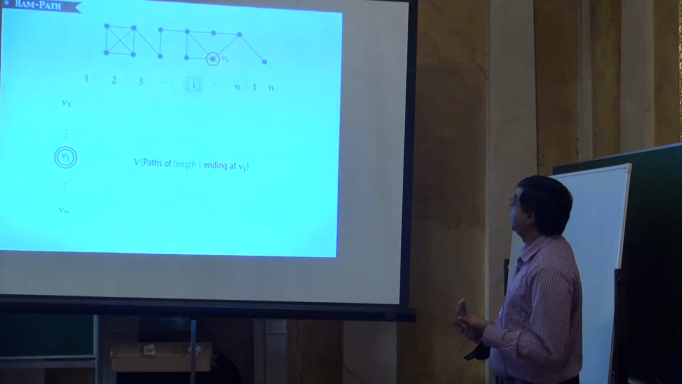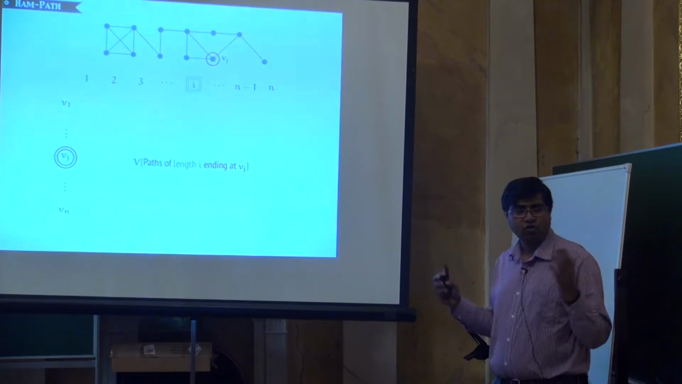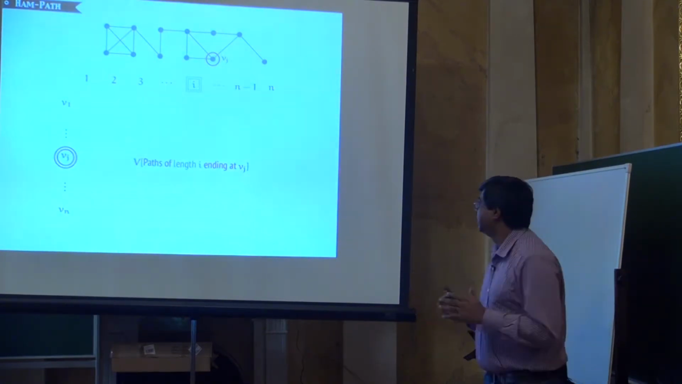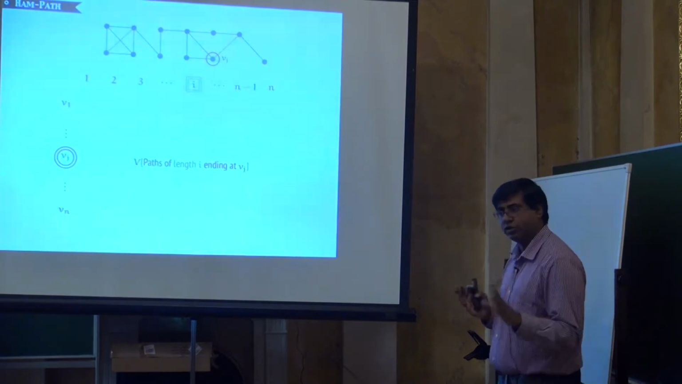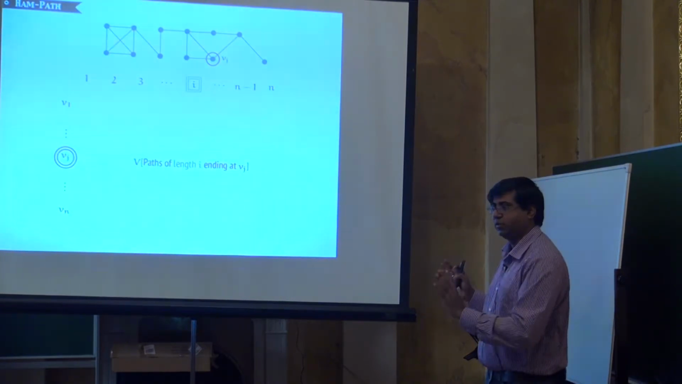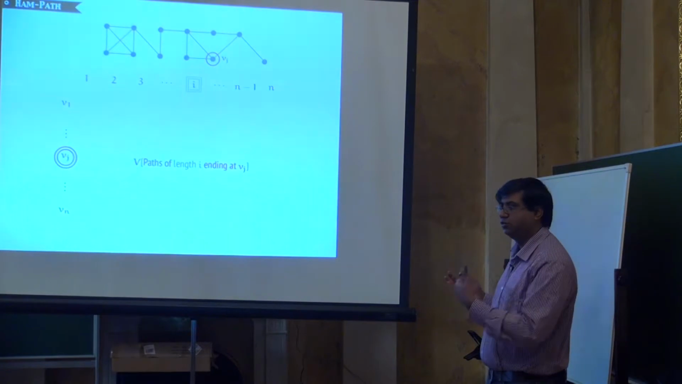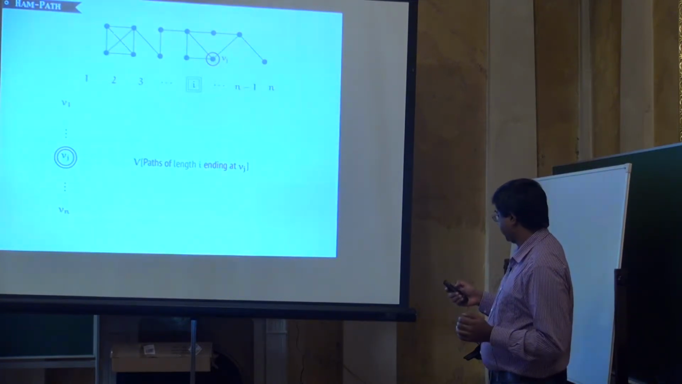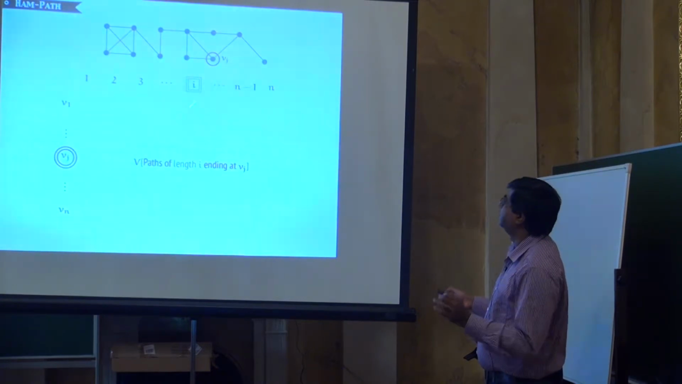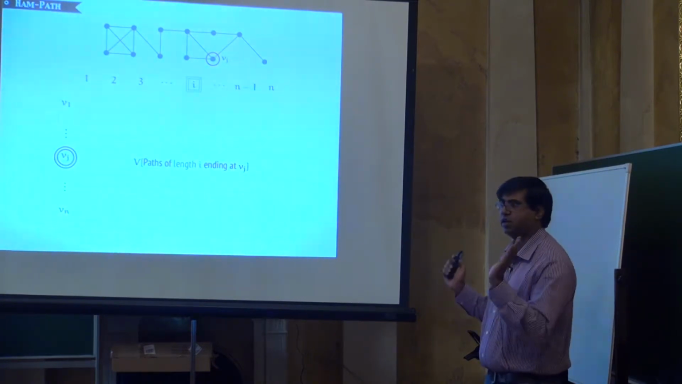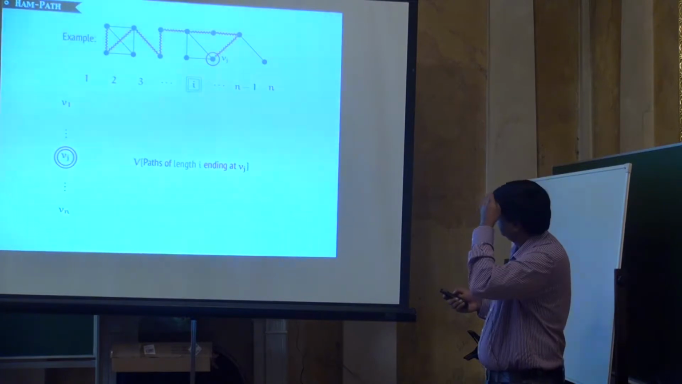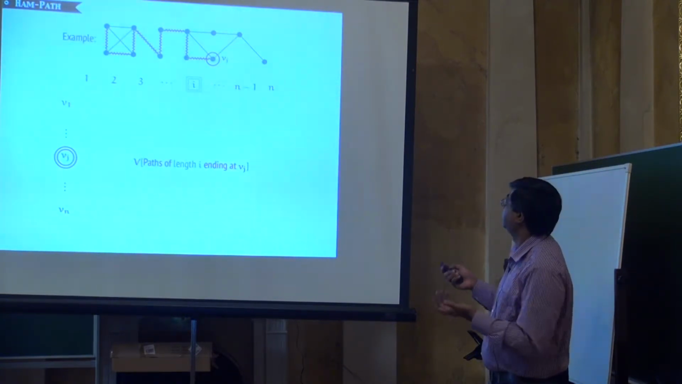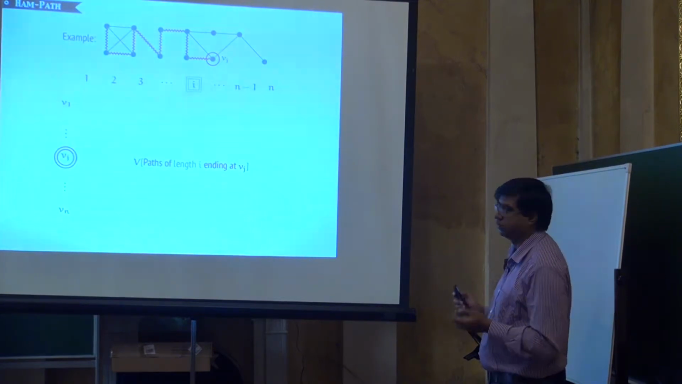So what do you want to store? At every entry here, you want to store all paths of length i, all paths of length i ending at Vj. Okay? This is what your DP stores. So clearly, if I'm able to do this in a nice way, this is my goal: paths of length i which end at some particular vertex Vj. So for example, this is one path which you'd like to store.